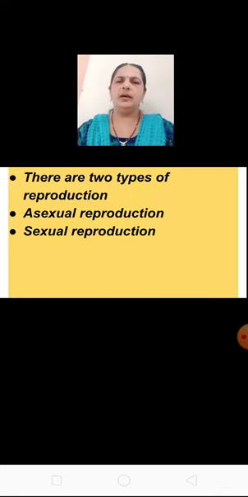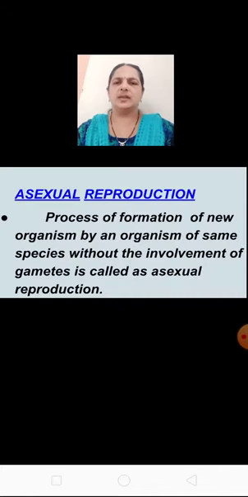Now there are two types of reproduction. We are going to learn about asexual reproduction as well as sexual reproduction. First we are going to learn asexual reproduction in plants. Then we are going to learn sexual reproduction in plants as well as sexual reproduction in animals. We are going to learn all of these in this lesson. First we will start with asexual reproduction.